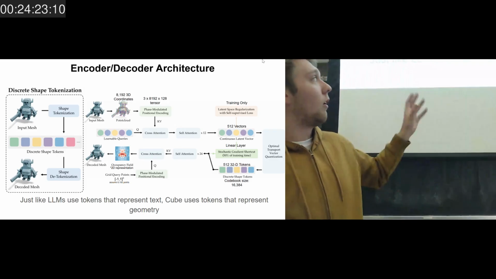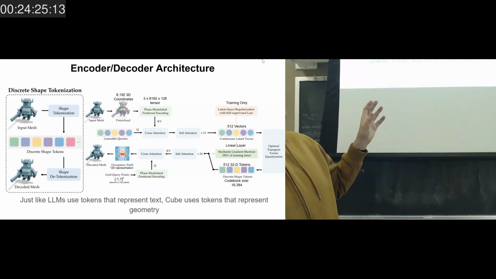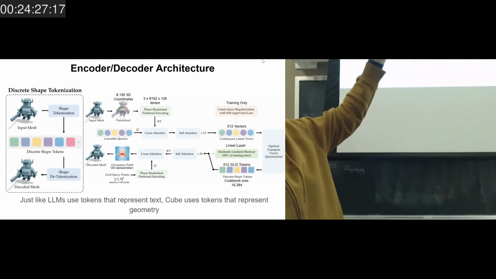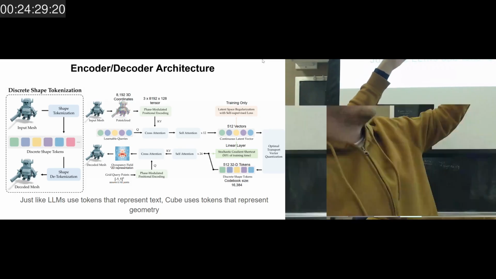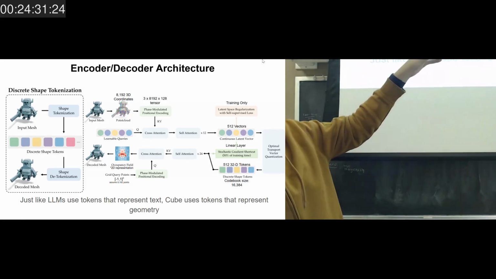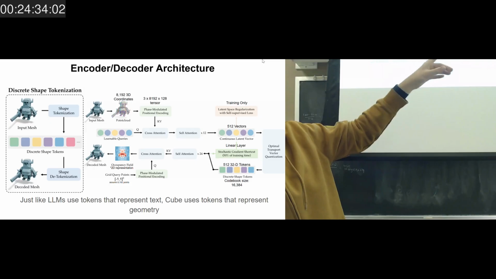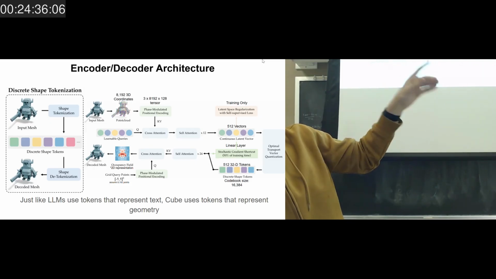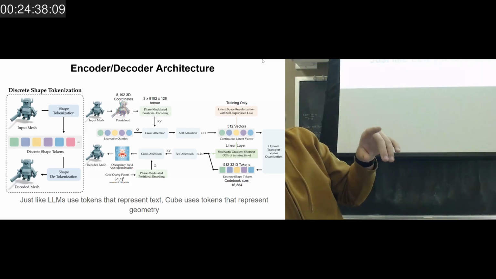So that's the overall architecture. It's really complicated. I'll go into each section specifically. So I'll go into the phase modulated positional encoding, and then I'll go into the latent space regularization with self-supervised loss, the stochastic gradient shortcut, and then Janine will go into the optimal transport vector quantization.